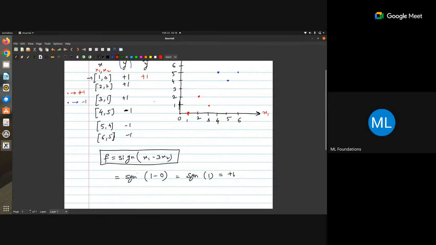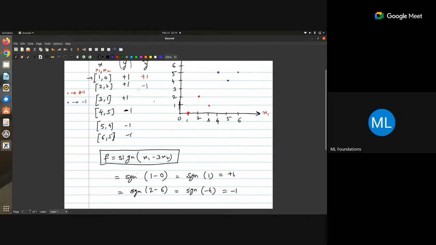Later for this point (2, 2), what will be the output? Sign of 2 minus 6. So it is sign of -4. So what is it? -1, right? Because the sign of this -4 is negative. So that is -1. So I'll write this as -1. Fine. So can you just tell me for (3, 1) what will happen?